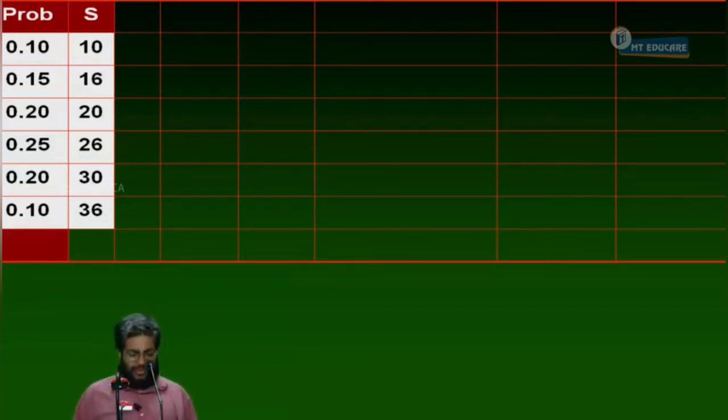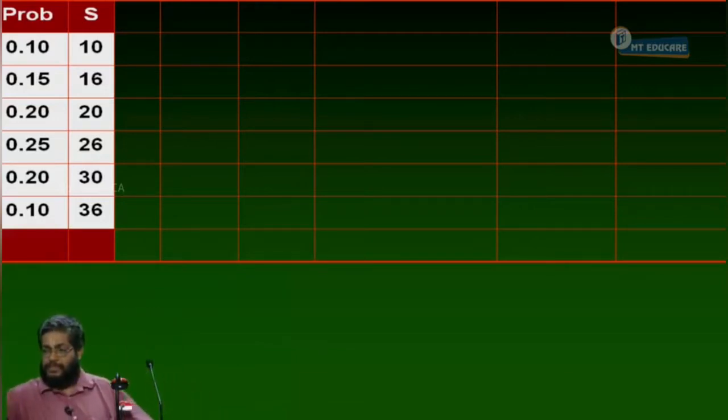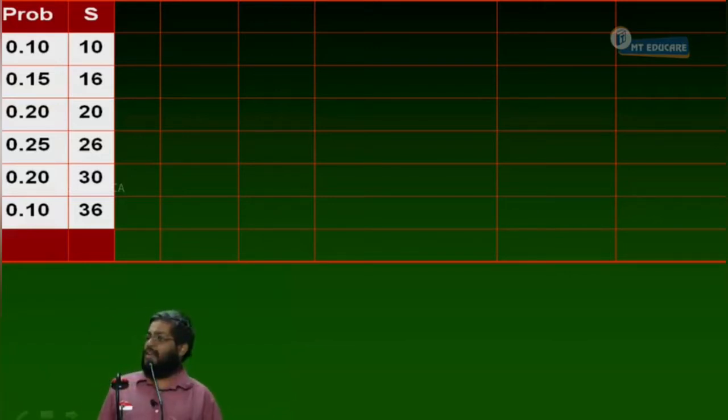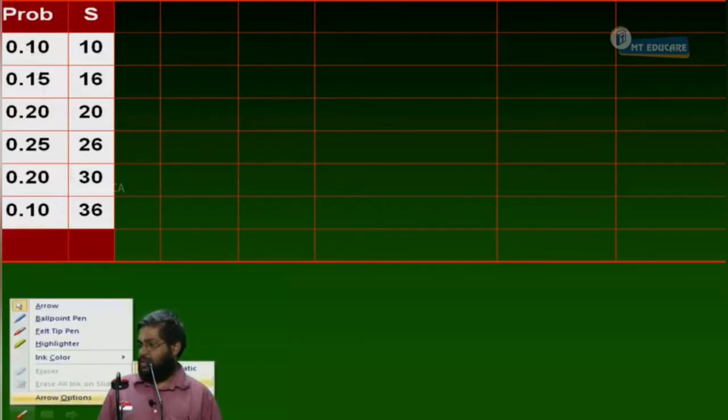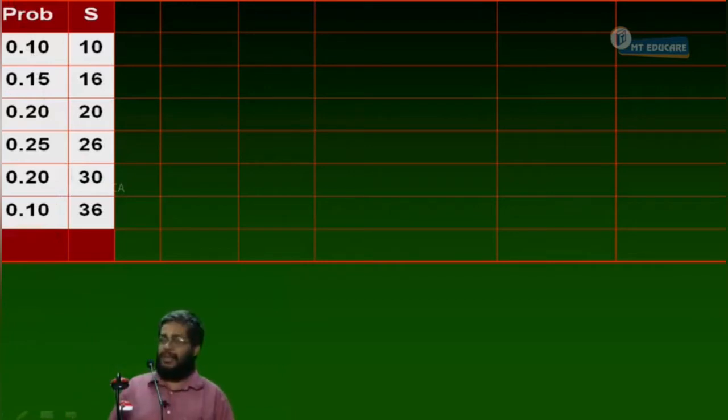S bar is equal to, let's do it together. Tell me what into what? 0.10 into 10 plus 0.15 into 16 plus 0.20 into 20 plus 0.25 into 26 plus 0.20 into 30 plus 0.10 into 36. I want you to do and tell me. Don't wait for my slide. You tell me what is the number here.